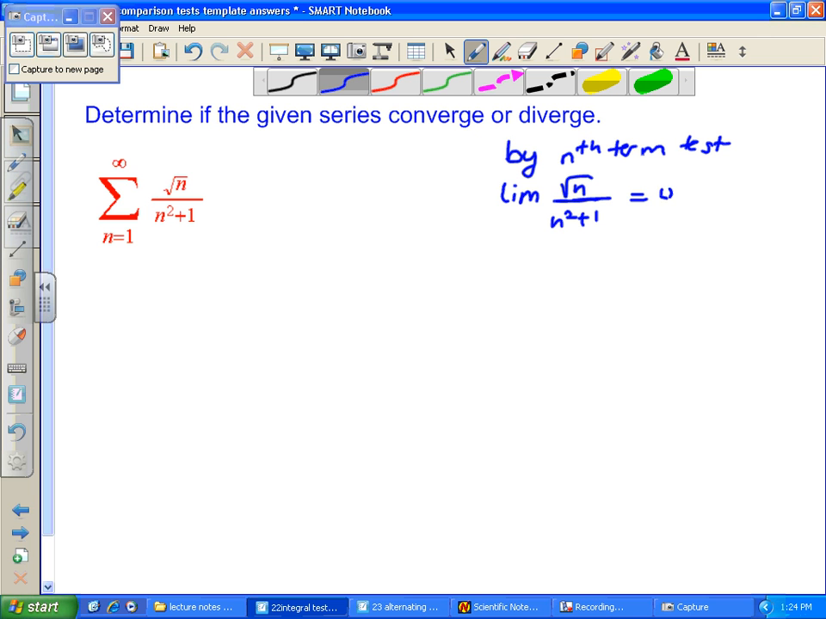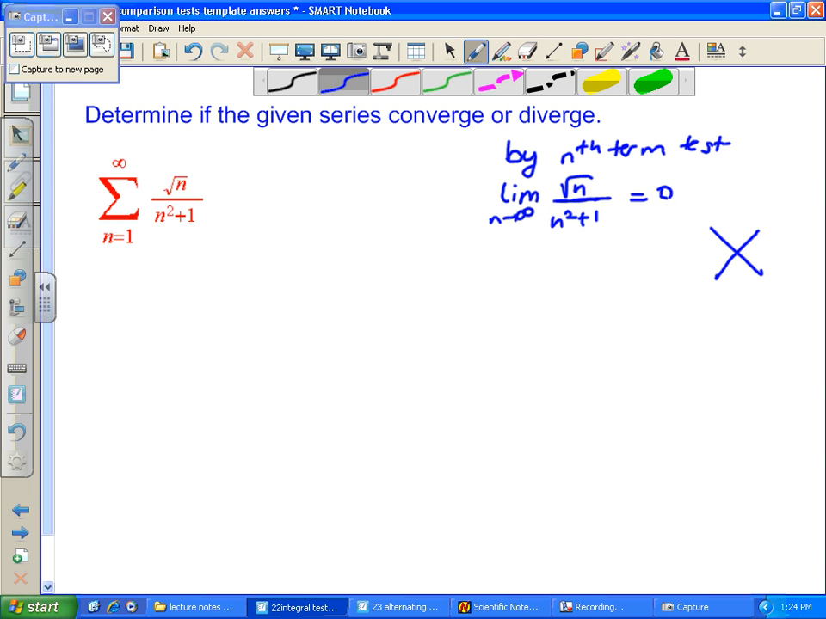So what does the nth term test tell us then? We can't use it. Basically, it's inconclusive. In other words, remember, it was a necessary but not a sufficient condition. So yes, the limit is 0, fine, but we've got to go to another test. It didn't tell us anything. Okay, to go to another test, usually when you have ratios of polynomials, in this case, root n is not a polynomial, but it's still n to a power.